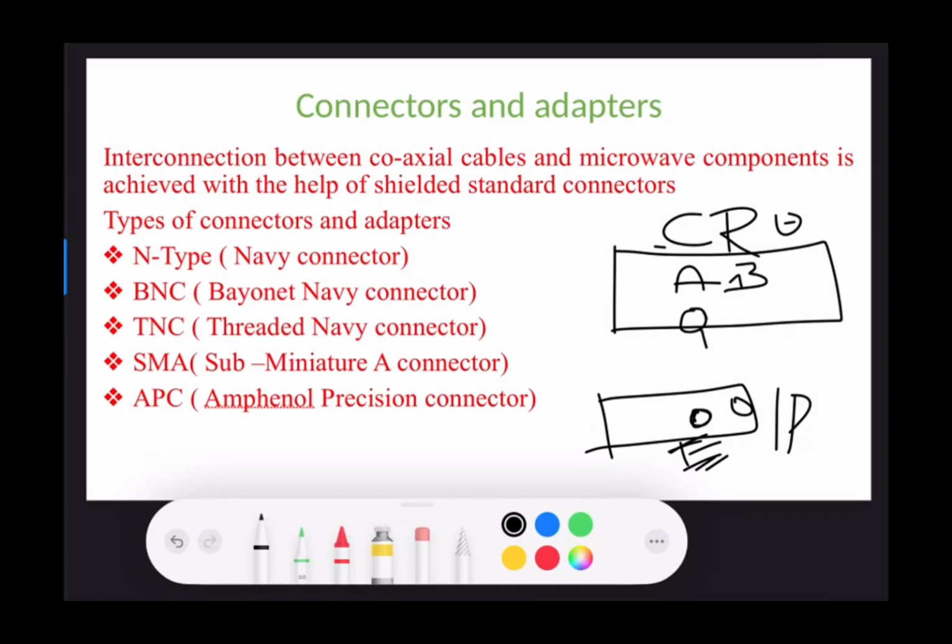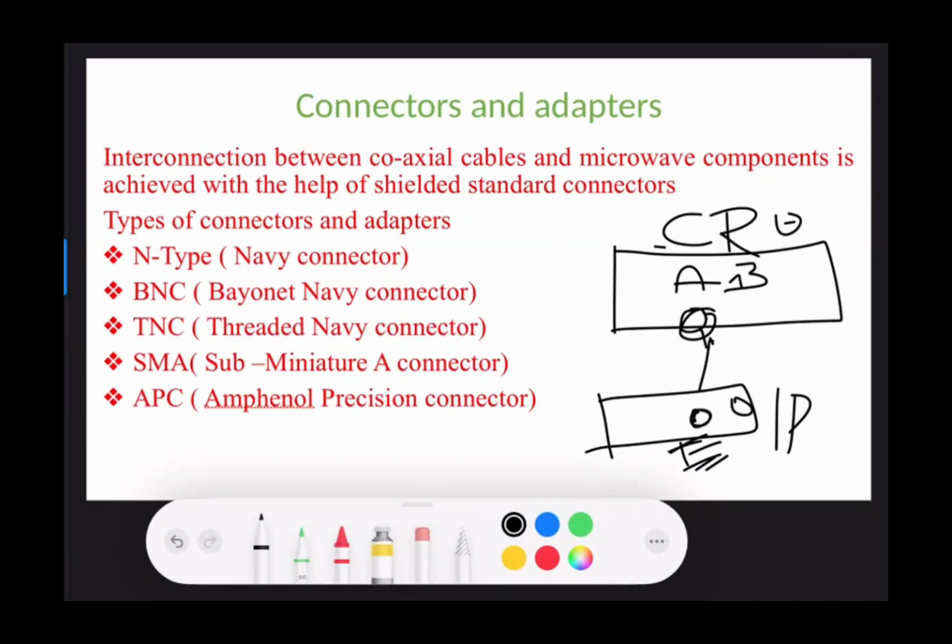A CRO probe consists of two terminals. One is the terminal which goes and gets connected to the CRO. When you take a CRO probe, one of the terminals will get connected to the CRO. That terminal is what we call a connector. The terminal which you connect, you just flip it up or rotate it, right? That terminal is what we call a connector.